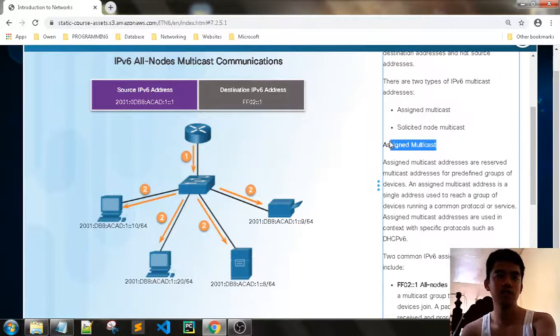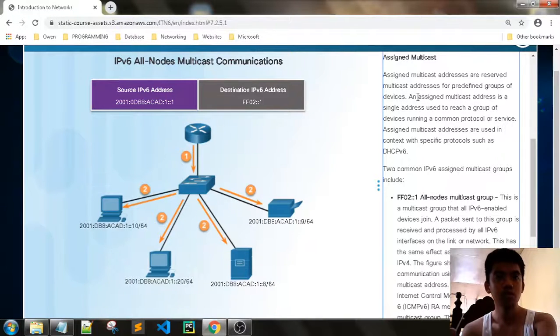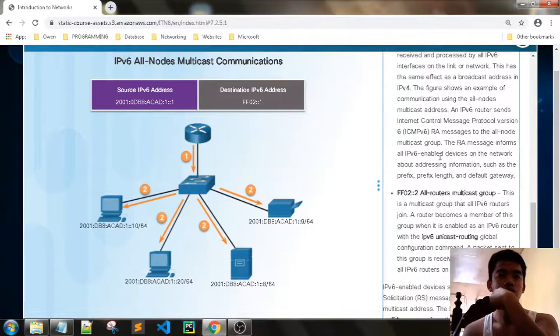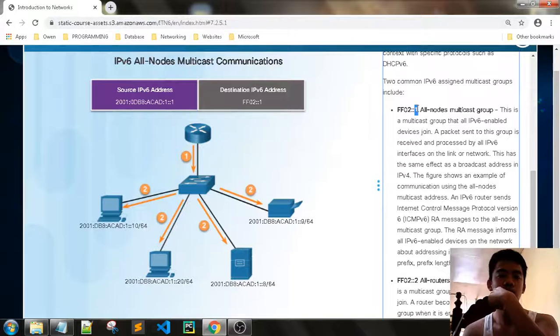First, for assigned multicast, we have reserved multicast addresses for predefined groups. An assigned multicast address is a single address used to reach a group of devices running a common protocol or service. We have two common IPv6 assigned multicast groups. We have FF02::1, where the 1 is the interface ID, the all-nodes multicast group. So all nodes or devices in the network.